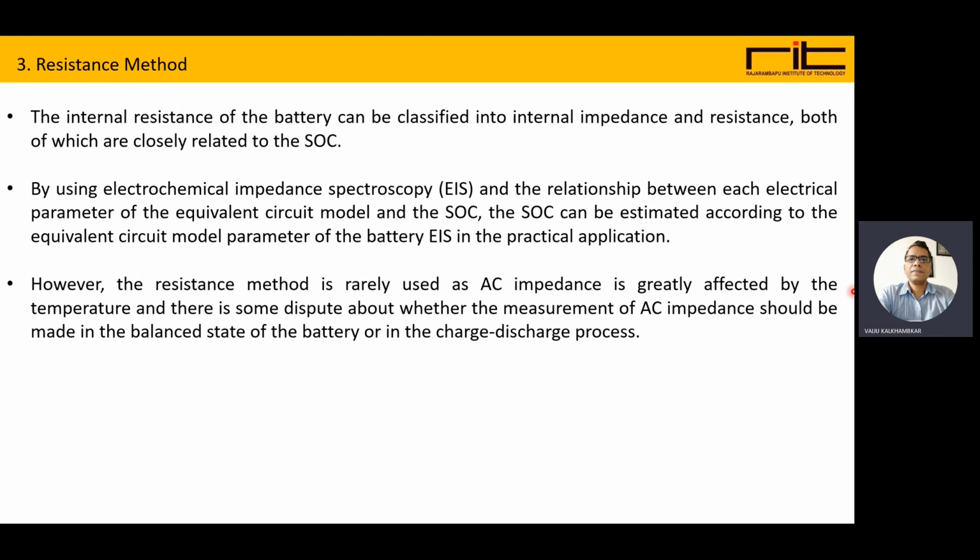By using electrochemical impedance spectroscopy, that is the EIS method, and the relationship between each electrical parameter of the equivalent circuit model and the SOC, the state of charge can be estimated according to the equivalent circuit model parameter of the battery. However, the resistance method is rarely used as the AC impedance is greatly affected by the temperature, and there is some dispute about whether the measurement of AC impedance should be made in the balance state of the battery or in the charge discharge process.